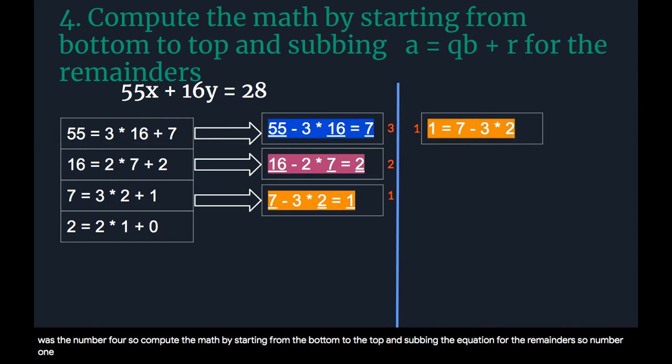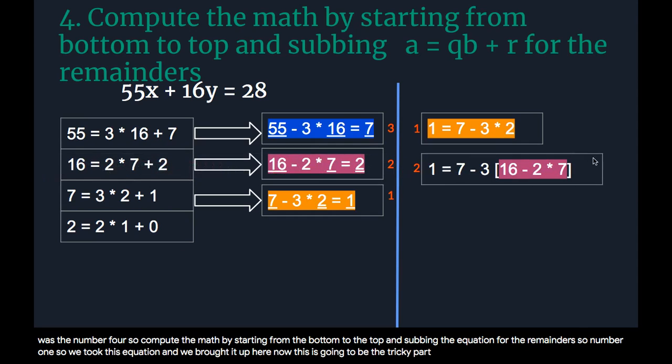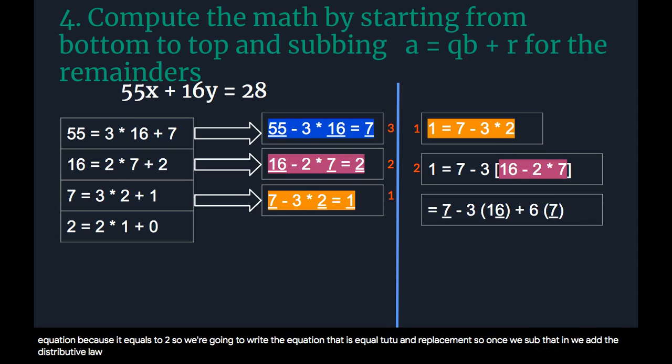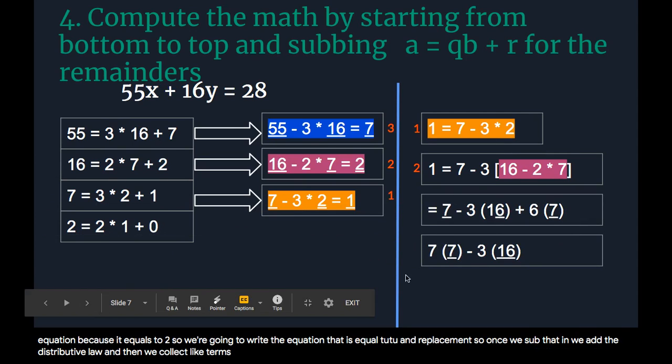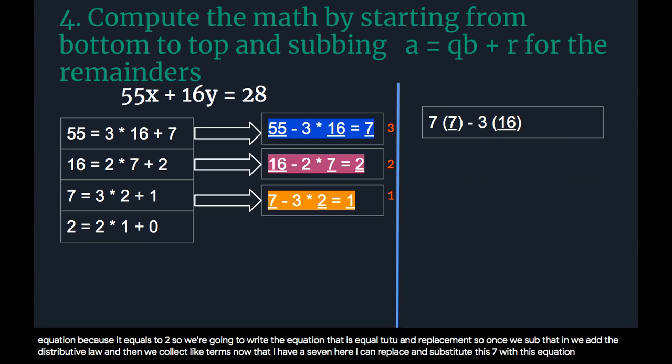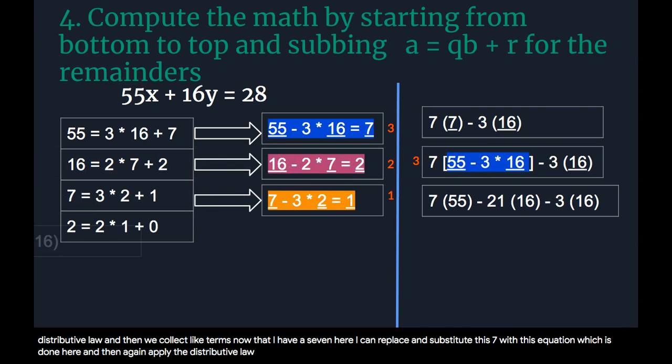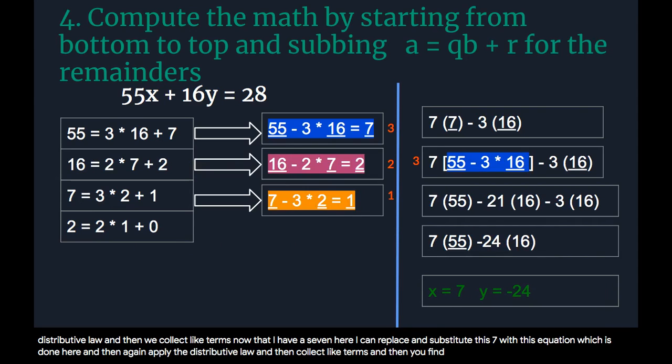So number 1. We took this equation and we brought it up here. Now this is going to be the tricky part. Here we have to replace this 2 with this equation because it equals 2. So we're going to write the equation that is equal to 2 in replacement. Once we sub that in, we apply the distributive law, and then we collect like terms. Now that I have a 7 here, I can substitute this 7 with this equation, which is done here. And then again, apply the distributive law, collect like terms, and then you find x and y.